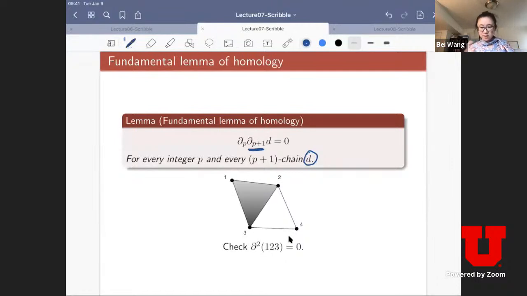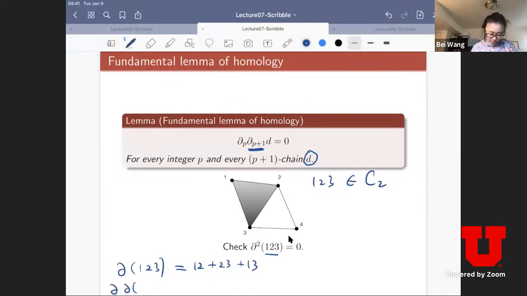Okay. So again, it's the same exact example. My 1 plus 2 plus 3. So 1, 2, 3 is an element in the 2-dimensional chain, because it's a linear combination of triangles. Now I'm going to take the boundary of it. The boundary of the triangle 1, 2, 3, remember I said, is going to be all its edges. So it's going to be 1, 2 plus 2, 3 plus 1, 3. Now I want to take the boundary of this result. So I'm taking the boundary twice, basically.